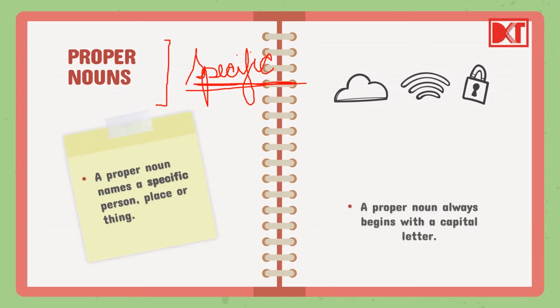It is also important to know that a proper noun always begins with a capital letter. Like my name Aastha. It is a proper noun. Why? Because we are naming a specific person. So my name starts with a capital letter and it is a proper noun.